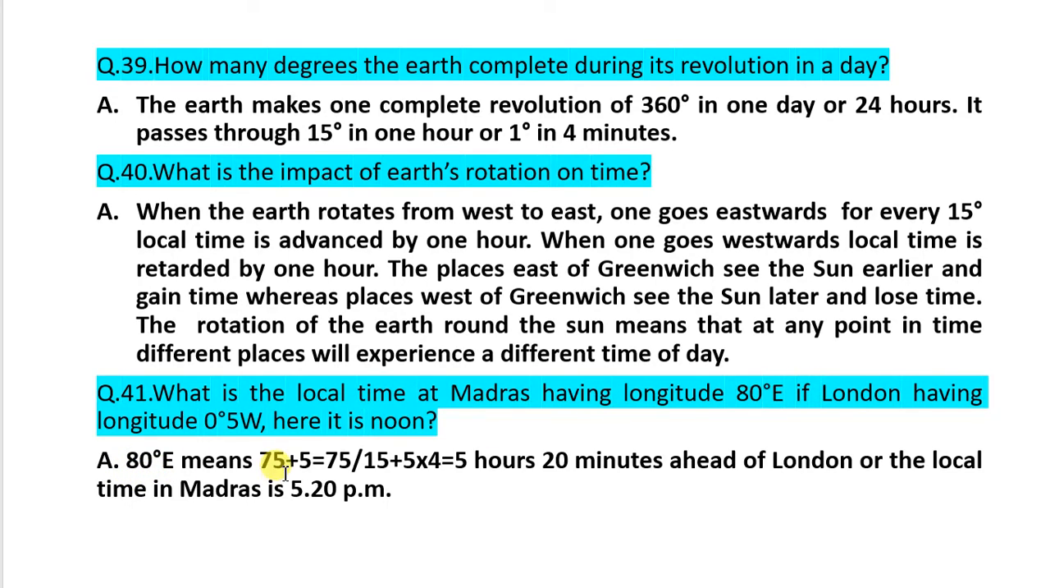80 degrees east means 75 plus 5. 75 will be divided by 15 because 15 degrees is 1 hour. It means 75 divided by 15 is equal to 5 hours, and 5 degrees means 1 degree in 4 minutes, so 5 will be multiplied by 4, that is 20 minutes. Total 5 hours and 20 minutes ahead of London, so local time in Madras will be 5:20 p.m.